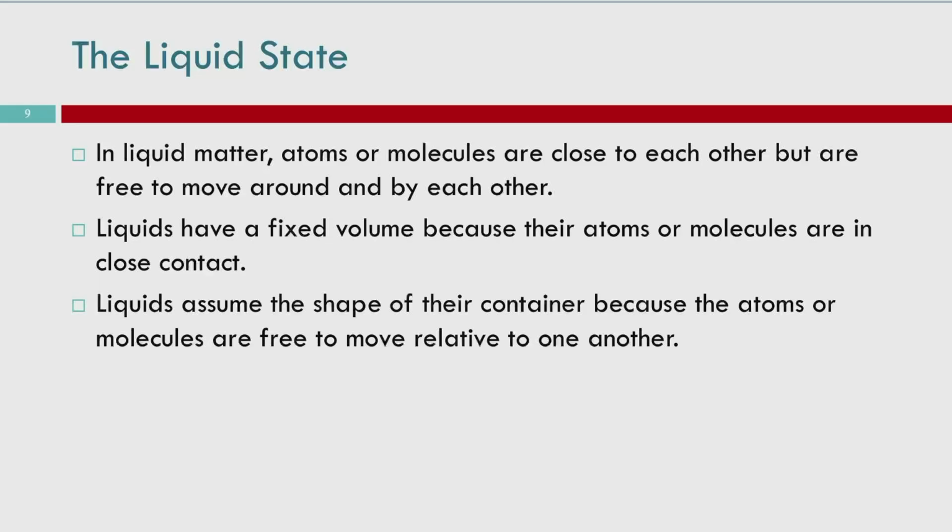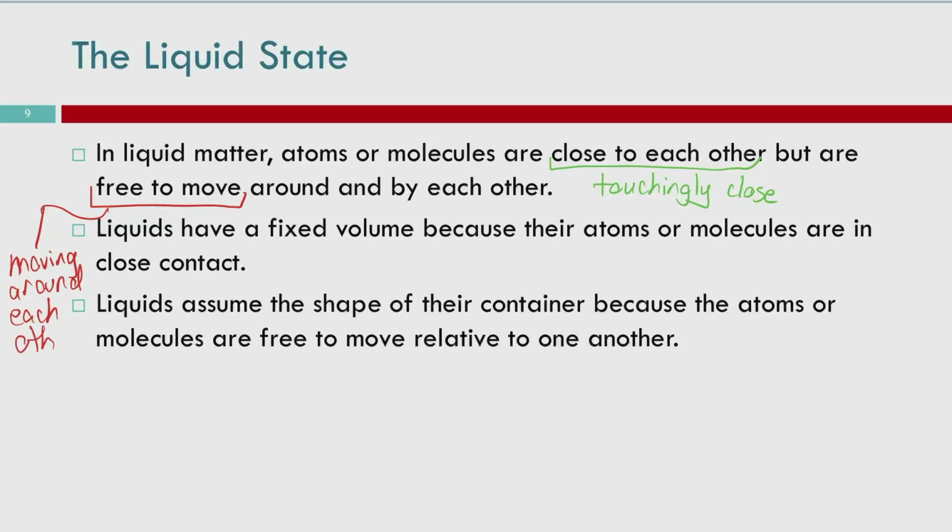In our liquid state, our atoms and molecules are still close to each other, touchingly close. They're still close enough that they can interact with their neighbors, but the thing that's changed is now they can move past each other. And because of that being touchingly close, they still have a fixed volume. So you can't compress liquids, at least not very much, because they're in close contact, but they will assume the shape. They'll run, they'll flow, because they can move past their neighbors.